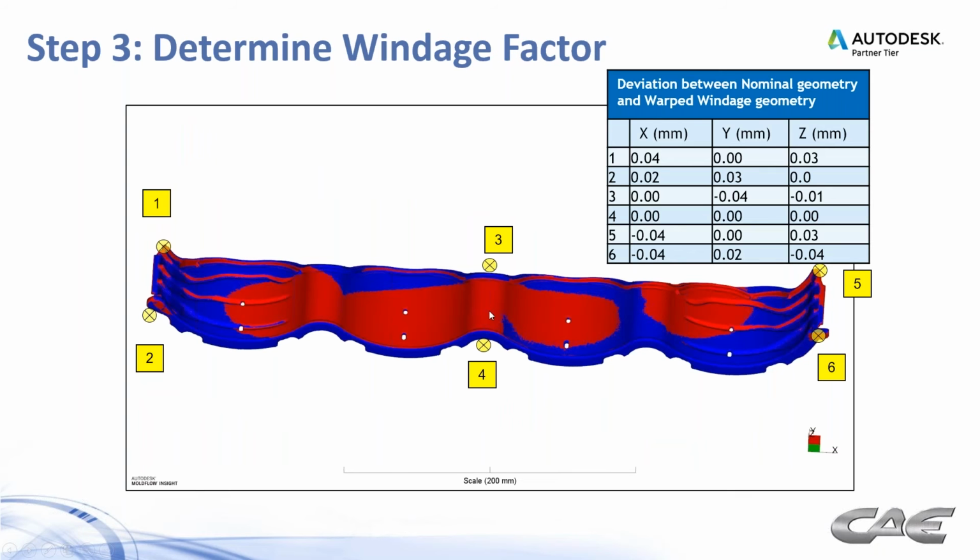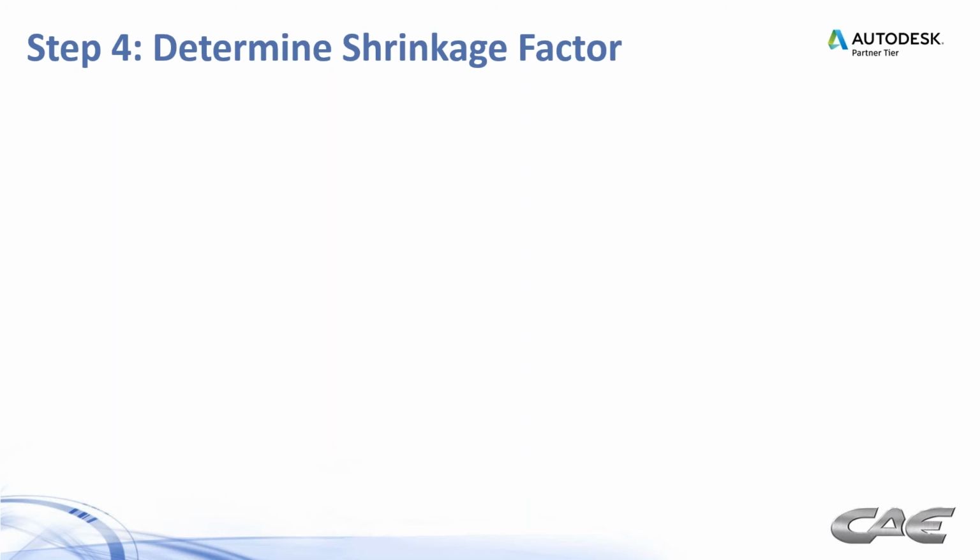So we run our analysis again, and it predicts a warp shape from the windage model, and then we can overlay that with the nominal geometry and start picking points off and measuring how far off we are. So that's one way to do it, is to pick points on an overlay and see if these deviations from the nominal geometry are acceptable. So we've got the windage factor now.